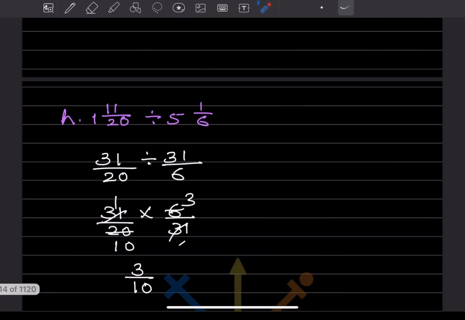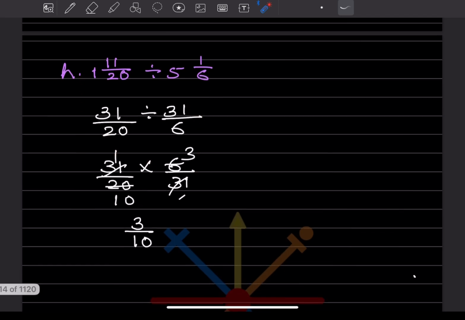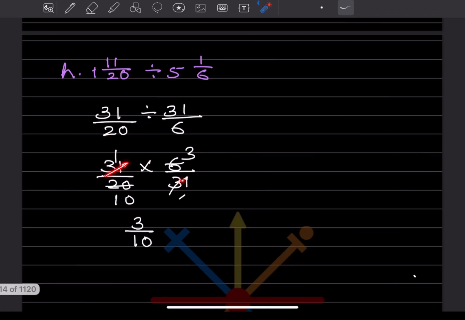Here will be 20 plus 11. That is going to be 31 by 20. This will be 30. 30 plus 1, 31 by 6. This remains the same. This will be multiplied. So this gets flip over. 6 by 31. So here will be this 31 times 1. And this will be 2 threes are and 2 tens are. So the answer is going to be 3 by 10.